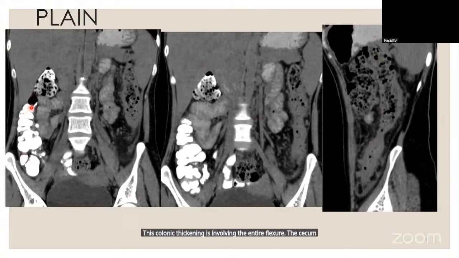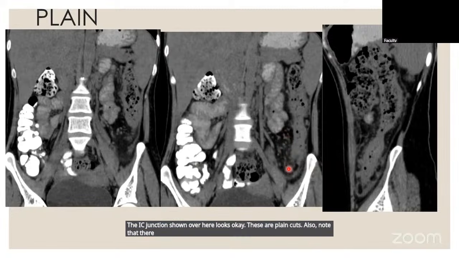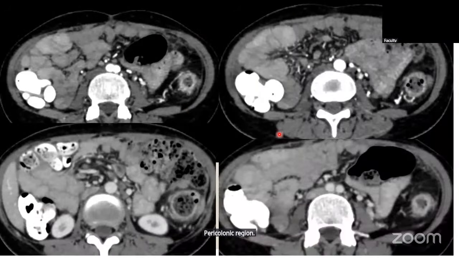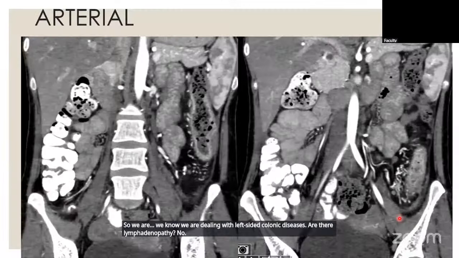The cecum and the ascending colon look fairly okay. The IC junction shown over here looks okay. These are plain cuts. Also note that there are a little bit of punctate areas seen adjacent to the pericolonic region, which are nothing but prominent vessels, suggestive of congestion. And how is the wall enhancement? The wall enhancement is diffuse, homogeneous, with a smooth serosal pattern. And there are areas of fat stranding in the adjacent fat. So we know we are dealing with left-sided colonic disease. Is there lymphadenopathy? No, there are just signs of inflammation seen over here.